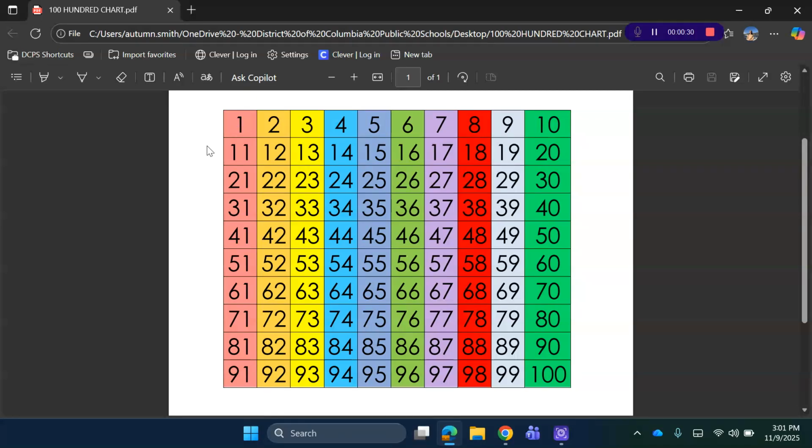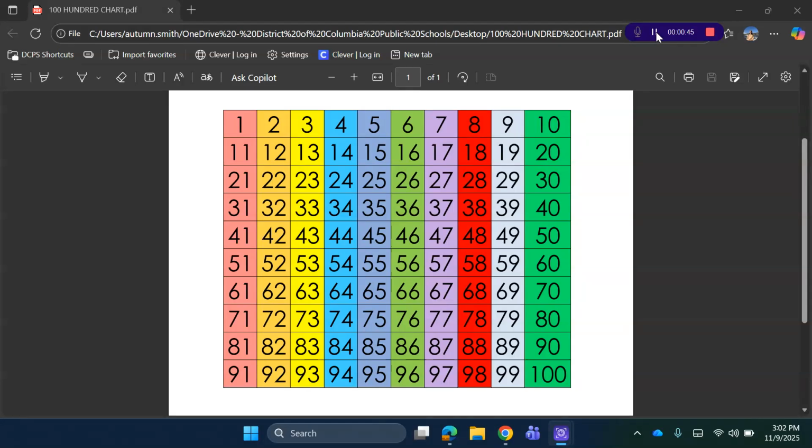I'm going to give you 30 seconds to think. All right, so quiet think time for 30 seconds. I'm going to pause the video. Now that you've had 30 seconds of think time, I want you to turn and tell your partner what patterns do you notice about this chart?